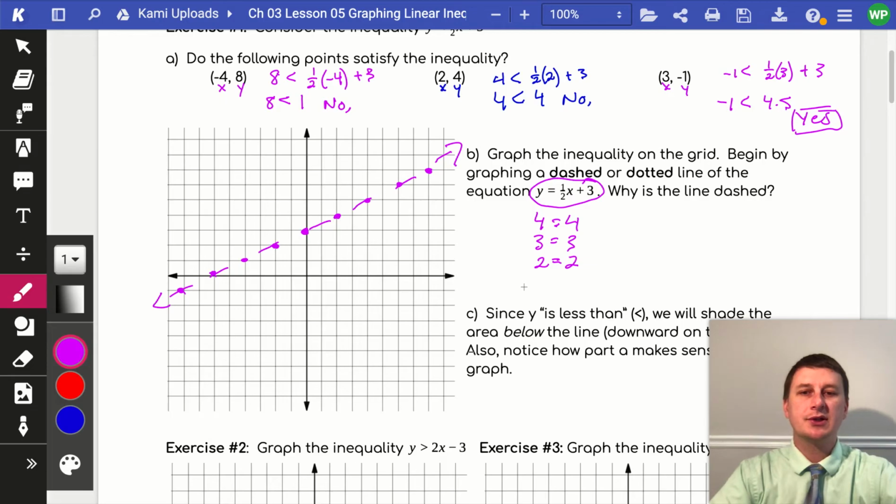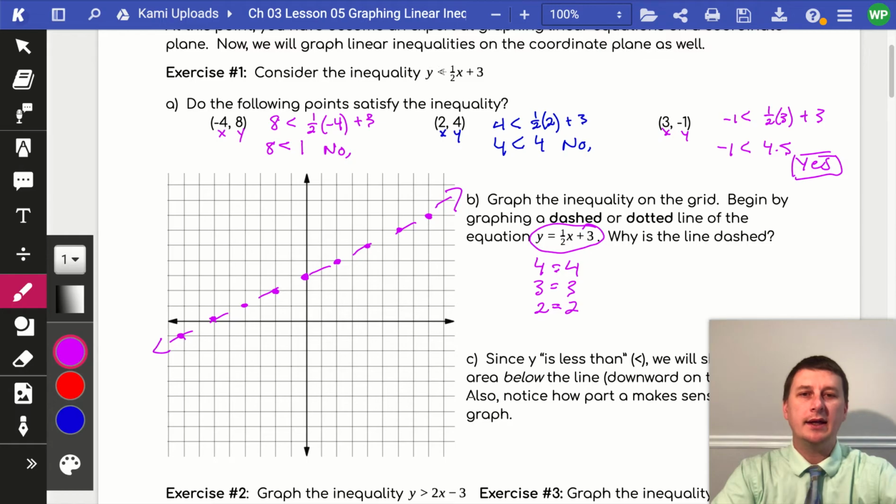So let's first start by shading this graph down. Now, why are we shading up or down when we do inequalities? It's because this says y is less than. We are only concerned about where y is less than, and our y-axis goes up and down. So based on this y-intercept, where are the y values less than that? And that's below the line.